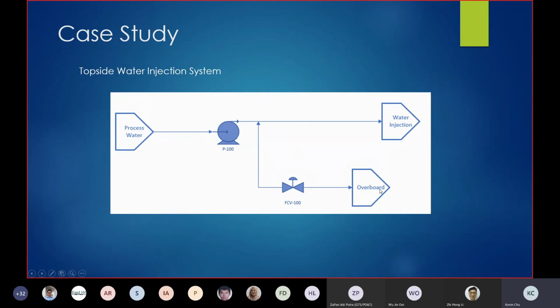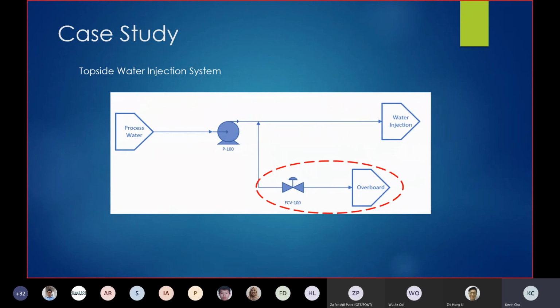What happens is when the water injection is shut down, which means there is no longer any flow going to the water injection system, the flow is diverted to the overboard, in order to maintain the minimum flow of the pump. Which means that the FCV here will open in order to maintain the minimum flow of the pump.